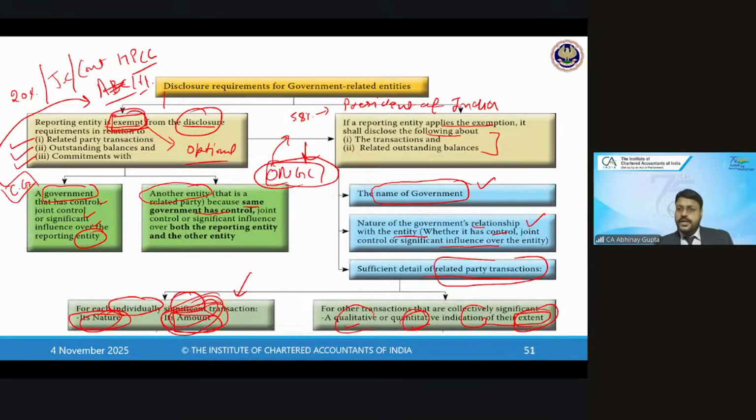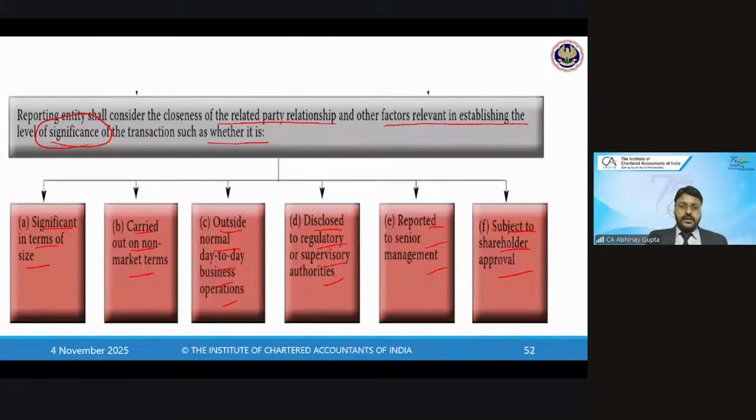So exemption is for what? Let me repeat it again. The exemption is for a government that has control, joint control, or significant influence over the reporting entity or another entity that is a related party, because the same government has control, joint control, or significant influence over both the reporting entity and the other entity. So government is either controlling, jointly controlling or significantly influencing the main reporting entity as well as the other entity, then only, right? But step down subsidiaries of these entities are not covered, correct?